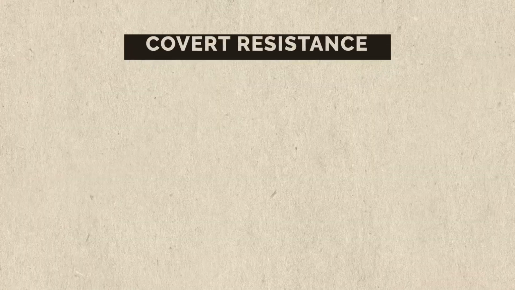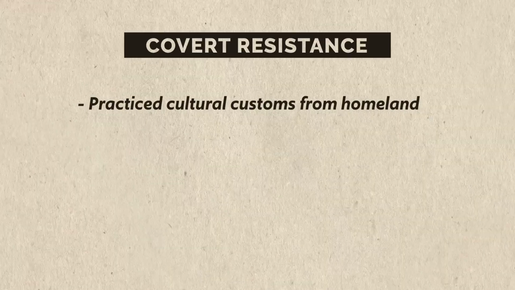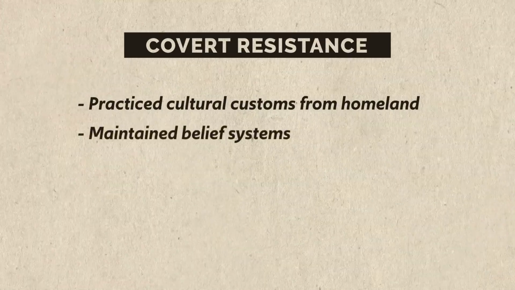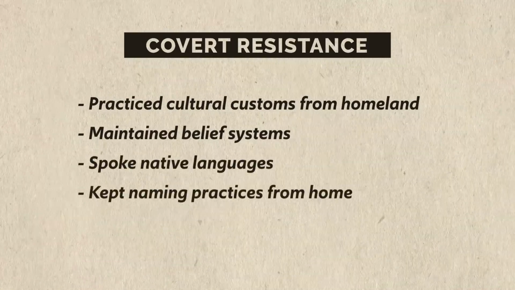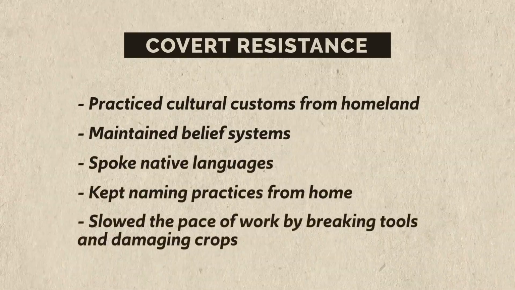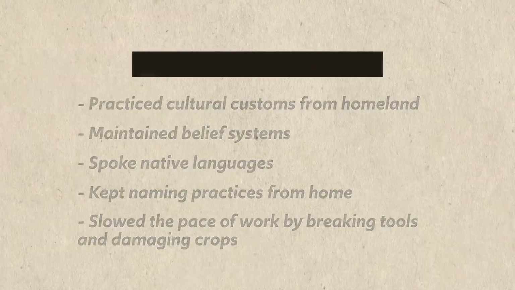Among the covert means of resistance, some of the enslaved people secretly practiced cultural customs from their homeland, and then additionally, others maintained their belief systems and spoke their native languages and kept their naming practices from home. And still others slowed the pace of work by breaking tools and damaging crops, but these kinds of resistance were the least of the worries of the plantation owners. What they worried about most was overt rebellion among slaves, and this was particularly worrisome where the black population was in the majority as it was in the British West Indies.